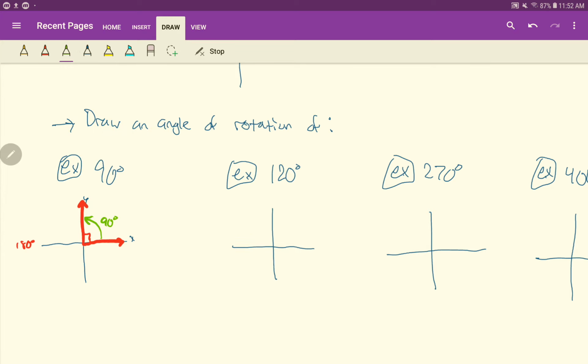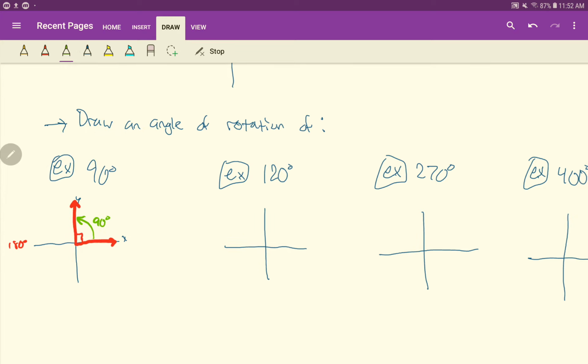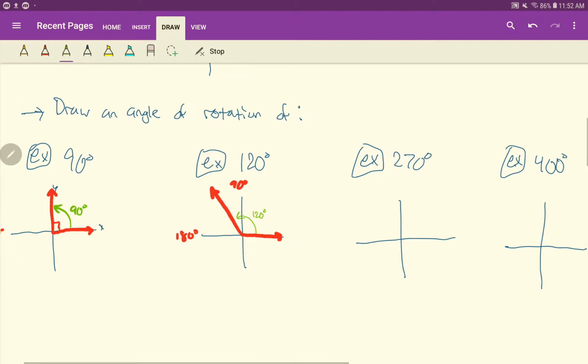Now let's look at 120 degrees. Again, we always start on the x-axis for our initial side. If here is 180 and here is 90, we're going to have to open up somewhere in this region. 120 is closer to 90. It's only 30 away from 90, whereas it's 60 away from 180. So we'll say it's right about there. Boom, there is 120 degrees.